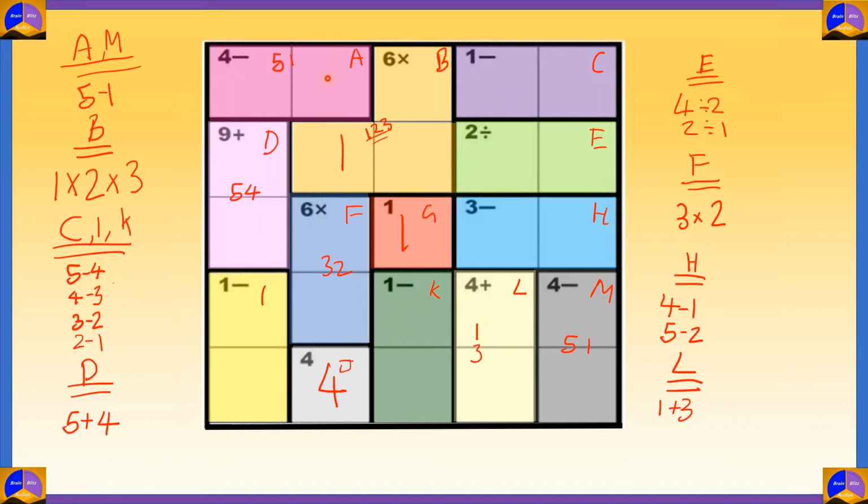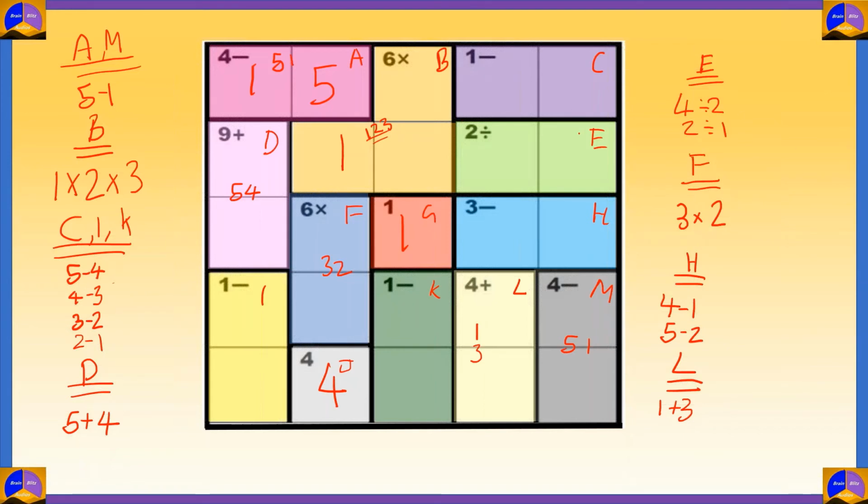Now, let's look at this column. Now, 1 will come over here, 2 and 3 will come either in these 2 cells, and 4 will come over here. So the remaining number for this column is 5 over here. So 5 over here. Now the remaining number for the cage is 1. Now, let's again look at cage B. The remaining numbers are 2 and 3.